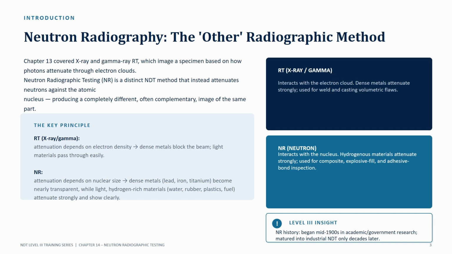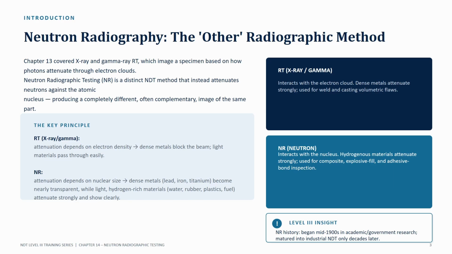Now let's begin by comparing neutron radiography with the conventional radiographic methods you're already familiar with. In the previous chapter, we studied X-ray and gamma-ray radiography. Both of those methods use photons, and their ability to penetrate a material depends primarily on the material's electron density. In simple terms, dense metals such as steel, lead, and tungsten strongly absorb X-rays and gamma rays, while lighter materials allow more radiation to pass through.